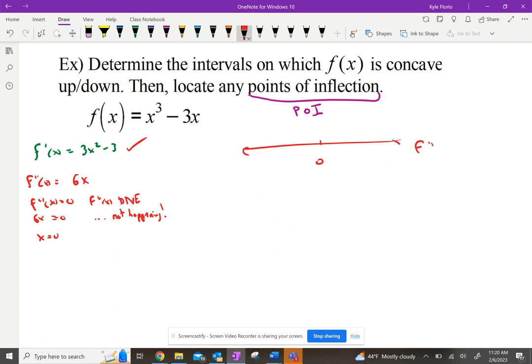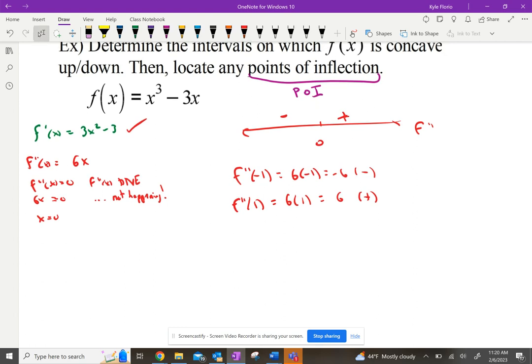All right, second derivative 0 at 0. If I plug a number less than 0, let's see if it's positive or negative. So if I plug negative 1 into this, I get 6 times negative 1, which is negative 6. I don't care that it's negative 6, I just care that it's negative. So it's negative here. If I plug a number bigger than 0 in, like 1, I get 6 times 1, which is 6, and I really don't care what number it is, I just care that it's positive.